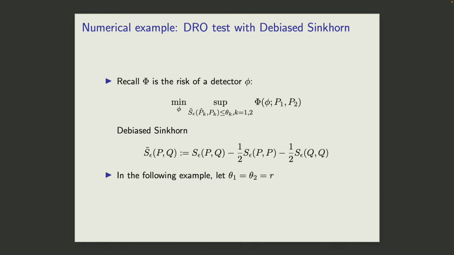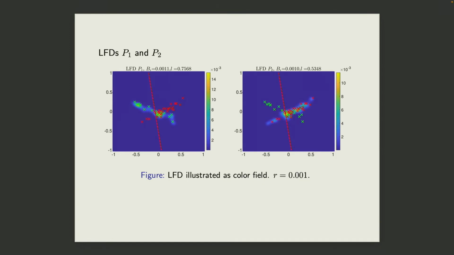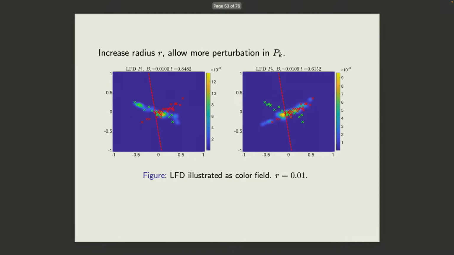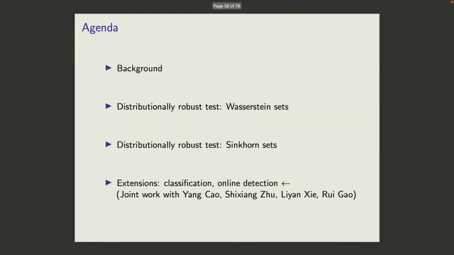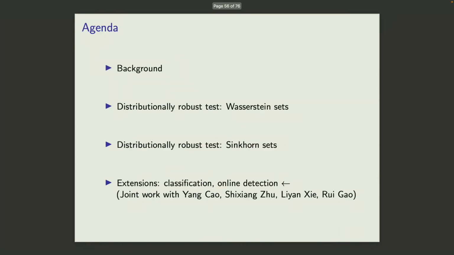I just want to show some experiments we had. This is, if we change the radius, what does the IFD look like? You can see that when I change the radius to allow more and more tolerance, you can see how the IFD is changing with that.